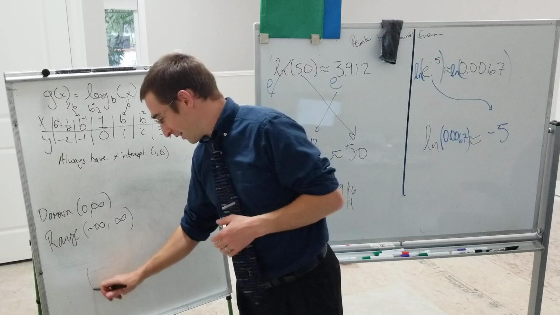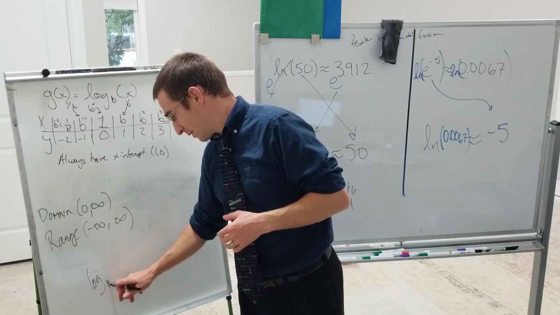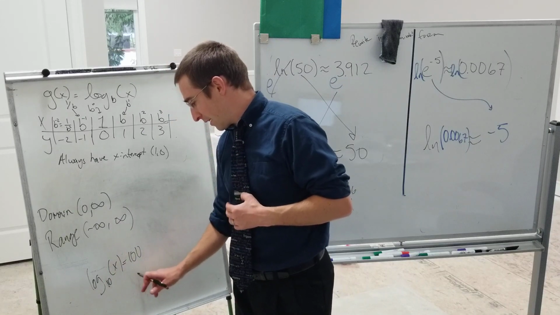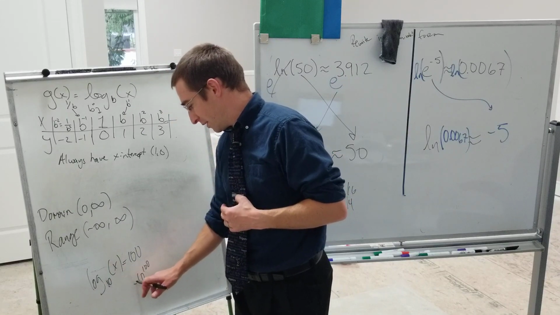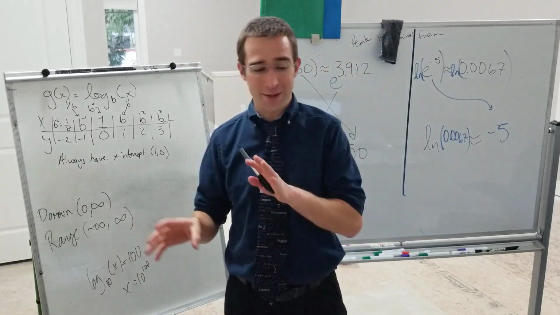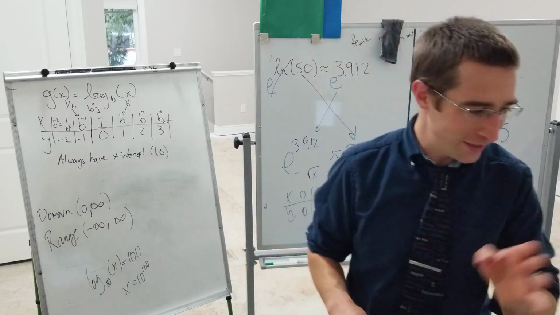If I had log base 10 of x and I wanted it to be 100, I'd have to go 10 to the 100 to get that x number. 10 to the 100! That means I'm multiplying 10 times 10 times 10, 100 times. It's a huge number. Sorry, we didn't need to go into that.